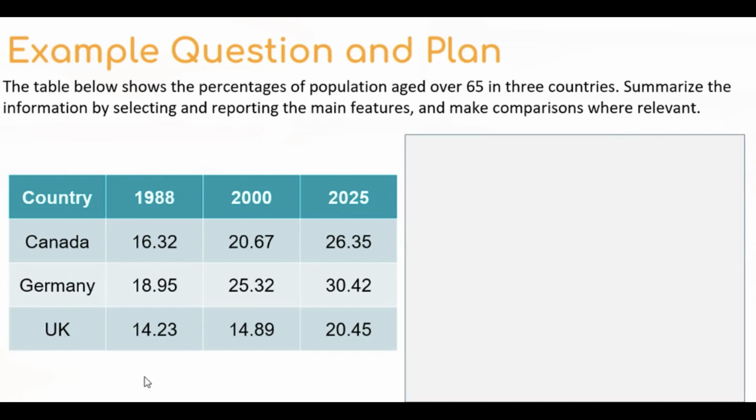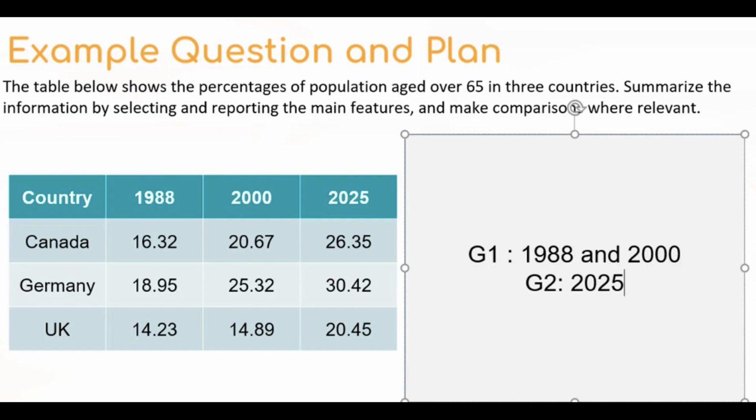Once again, for a task 1 plan, the first thing that I need to consider is the grouping of this data, splitting the data into 2 groups to structure my report. What's interesting about this table is that we have 3 countries and 3 years, which are the obvious ways to split the data. Because it's an odd number, it means that our grouping will be uneven. I'm going to go with group 1 as being 1988 and 2000. And for group 2, I'll go with 1 year, which will be 2025.